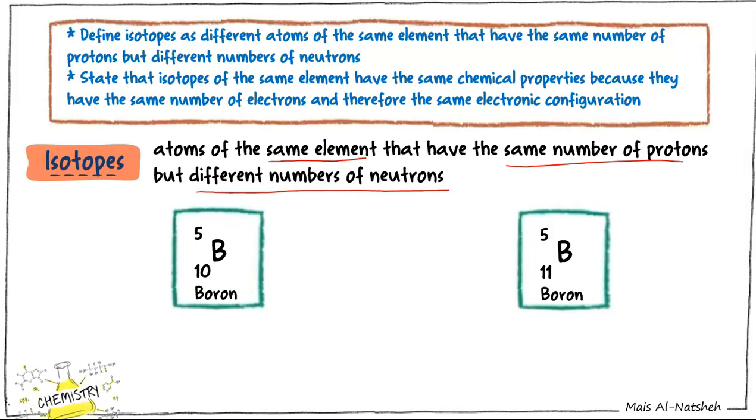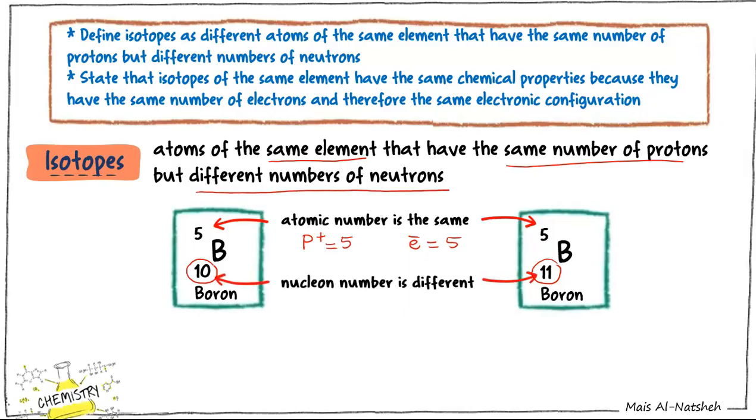They are called boron 10 and boron 11. Now 10 and 11 refers to the nucleon number or the mass number. You can notice both boron atoms have the same atomic number. That means they have the same number of protons, which equals 5, and the same number of electrons, which also equals 5. But the nucleon number is different, so the mass number also is different.